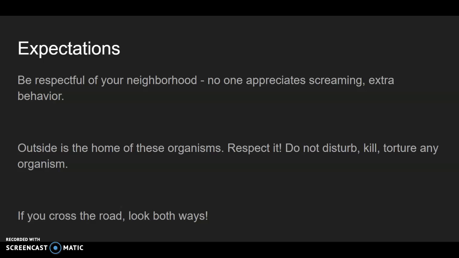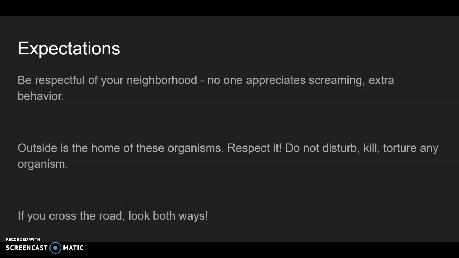So please don't disturb them, torture them, kill them, stomp on them. You're there to observe. You're not there to kill anything. Please don't pluck any flowers. I know some of you are real sweet at heart and you want to bring flowers home for your mom or your dad or your siblings. Please don't do that, all right?